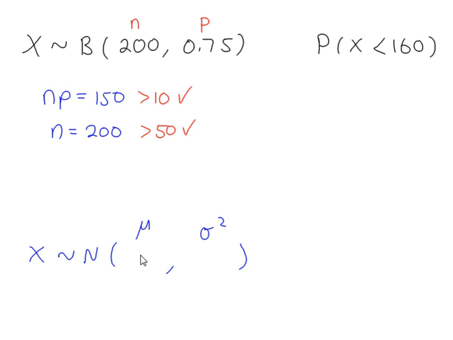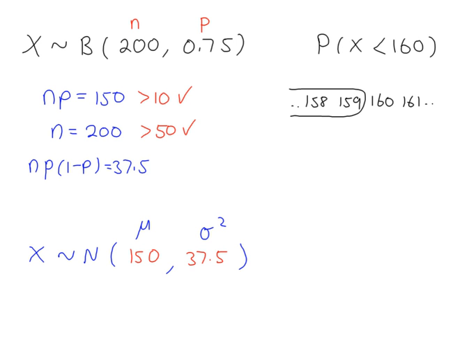In the normal distribution, we need a mean and variance. So we take the mean and variance from the binomial distribution and use those values here. We already have the mean, it's 150, so that value will go here. And if we work out the variance, np times 1 minus p, and the formula for this is in the formula book, we get 37.5. So our mean is 150 and the variance is 37.5.